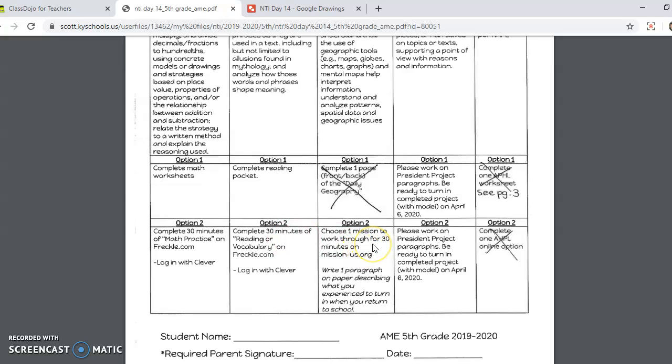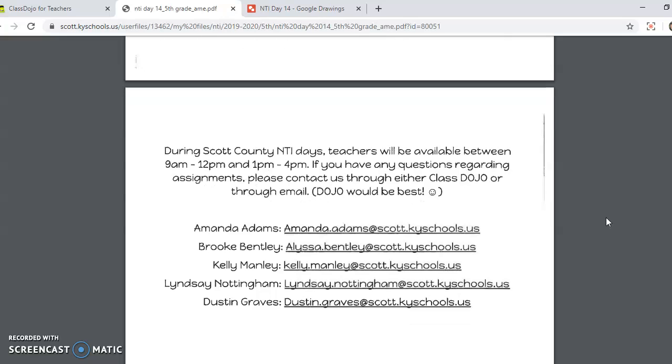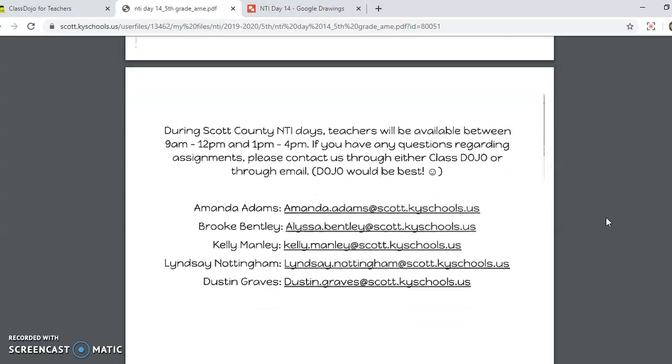If you go ahead and get on Mission US, you are welcome to do that for 30 minutes. And then make sure that you're writing a paragraph on what you experienced. And Ms. Manley also wants to make sure that you guys are finished with that president project. If you have any questions, it's supposed to be due today, but we can be a little bit flexible as long as you're working and communicating with us. And then you do have an Apple assignment as well. And here's our contact info if you need it.